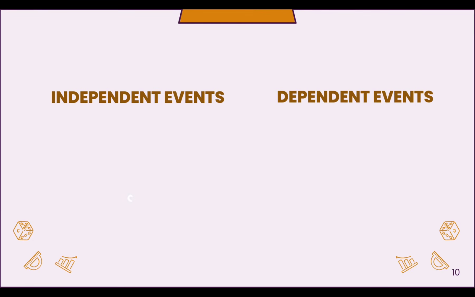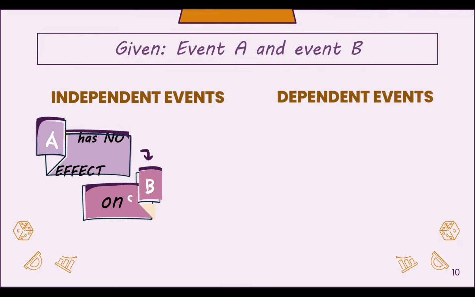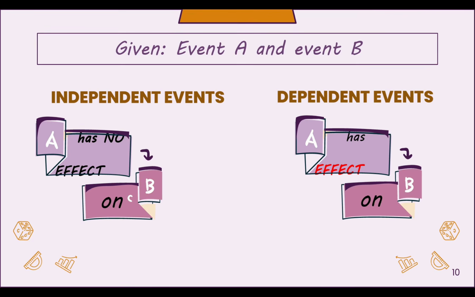Let's clarify again. Independent events and dependent events, where, say for example, we are given an event A and another event B. For independent events, A happening has no effect whatsoever on B happening. Also, we can say B has no effect on A, while on the dependent events, A has effect on B. Likewise, B has effect on A. It might be vice versa.